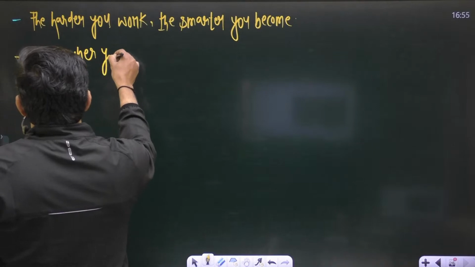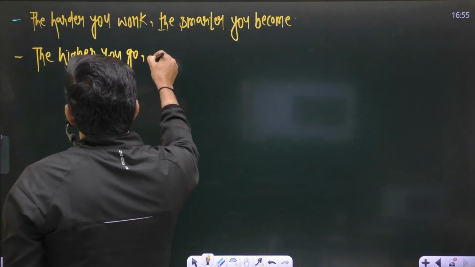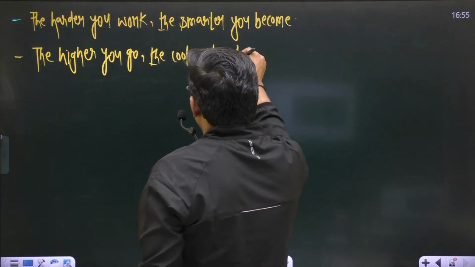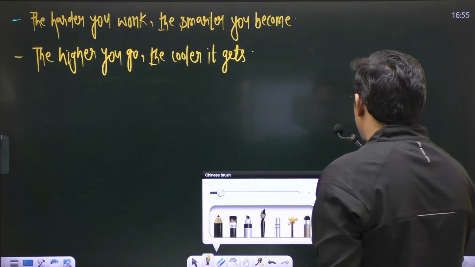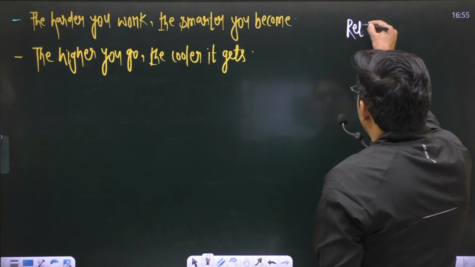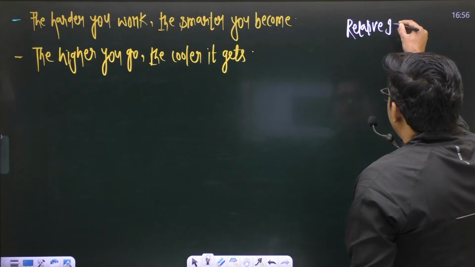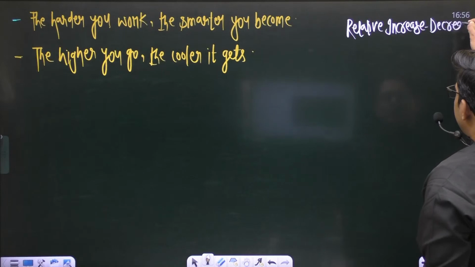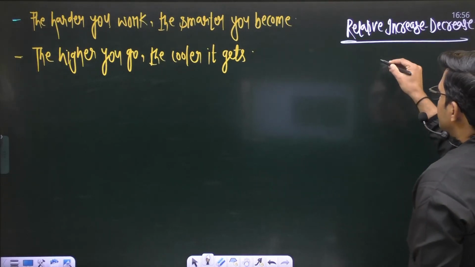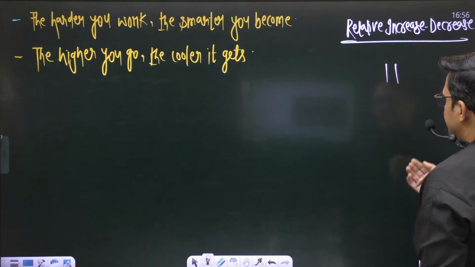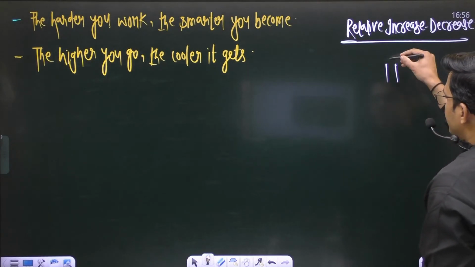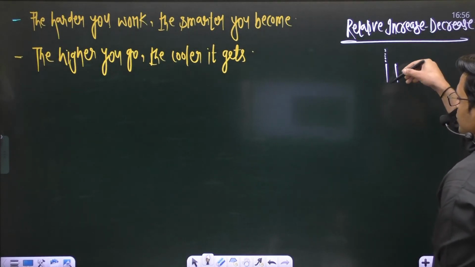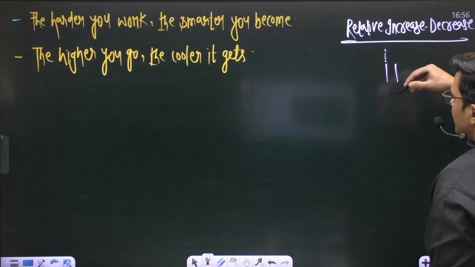The higher you go, the cooler it gets. If you just observe both the sentences, this is the case of relative increase decrease. And what is relative increase decrease? In this situation also you have two different situations. If the first one increases, its impact goes to the second one also, the other one also.